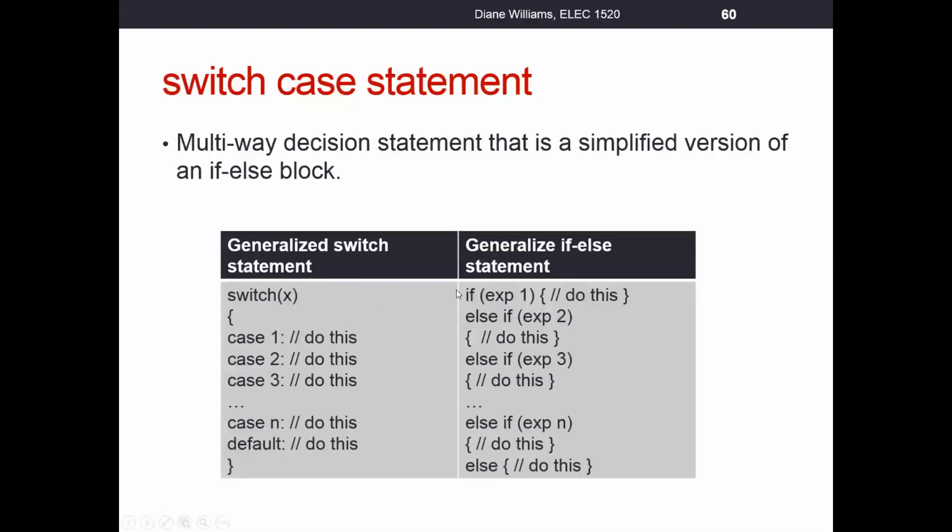And you can compare it to the if-else statement, because here we'd say if expression 1, do this. So this would be expression 1. Else if expression 2, case 2 would be expression 2. Do this. Else if expression 3, do these statements. Same as case 3. And then finally, else if expression n would be case n. We would do these statements. And you can see the default then is just the else branch. So if all these others were false, we would come down and execute these statements.